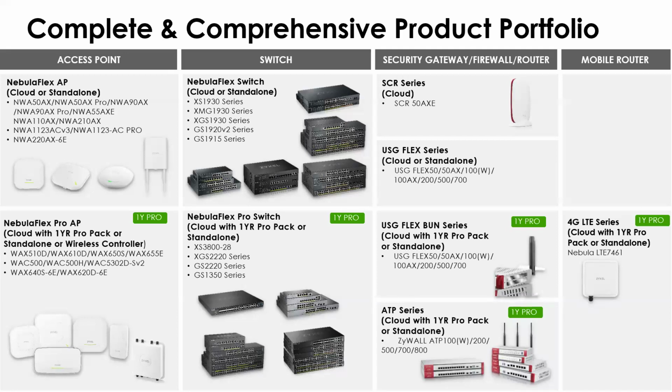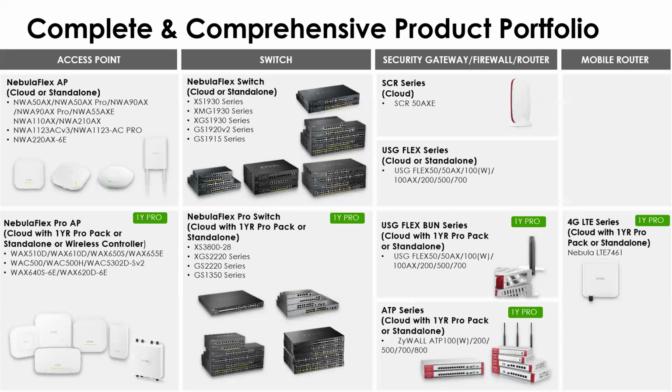So on the USG Flex, if you're using it in the traditional mode, you just buy a standard Pro Pack license. However, we have the ATP series, which is in the process of being phased out. That doesn't use its own Nebula license. To manage it in Nebula, you have to buy the Gold license, which includes UTM features. So as long as you have a valid Gold license, you also have 1 year of Pro Pack bundled with that Gold license. And the same thing happens over in the USG Flex.